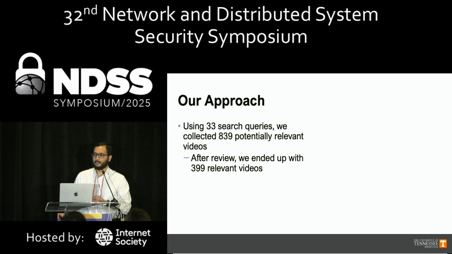So what did we do once we had these platforms? We had 33 search queries from a pilot study, and we ran these search queries on both platforms, and we collected 839 videos. We watched and coded these videos, and we remained with 399 relevant videos. But how did we get here? Well, when we took a search query, we ran it on each platform, and we collected the first 200 videos from that search query, and then we watched them in the order that they were returned until we ran into 5 consecutive videos where no new topic was discussed.